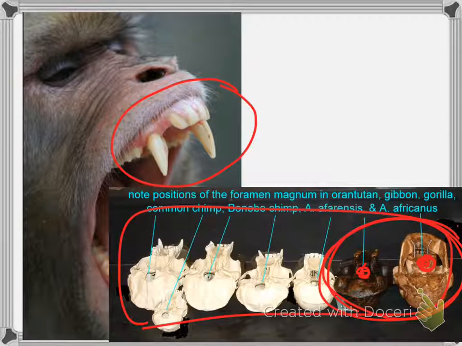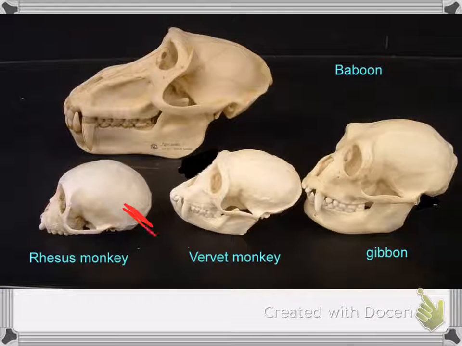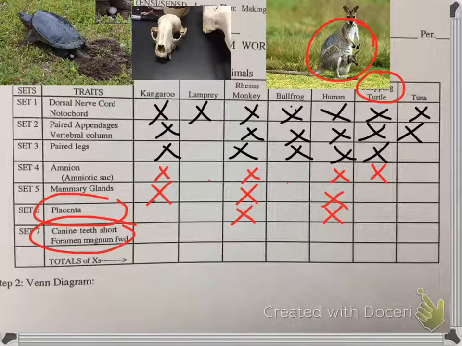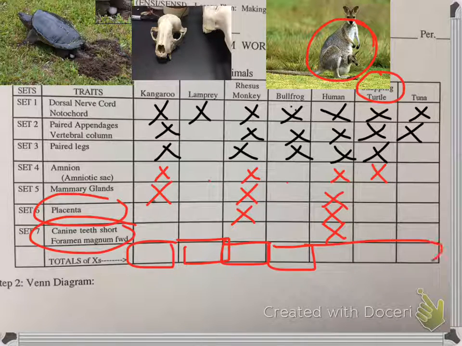So let's look at a rhesus monkey skull. Guess where that spine comes out? Back there. The foramen magnum in that species has not yet moved forward. So the only one of these species that has both short canines and the hole in the head moved forward are humans. So now what you're going to do is total up the number of X's that each species has.